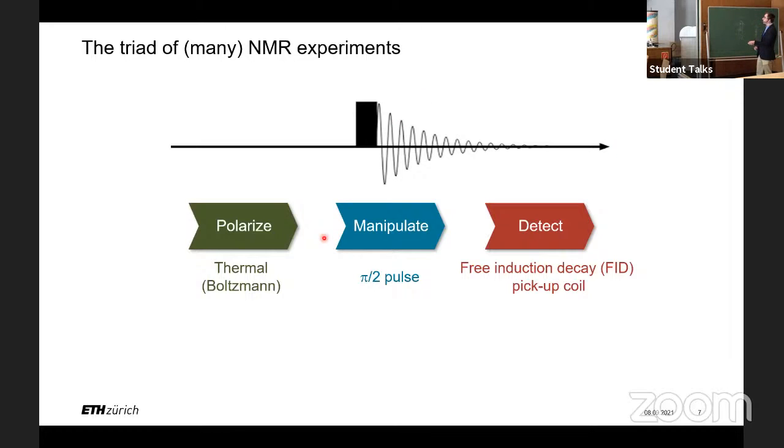Initially, we need to create some polarization on our nuclear spins. In the classical NMR world, this is done just by Boltzmann polarization. Then you build up some coherences, which you let evolve in the manipulation phase and convert them basically into populations, which can then be sensed in the detection phase, typically in conventional NMR by an inductive pickup coil with a free induction decay experiment.